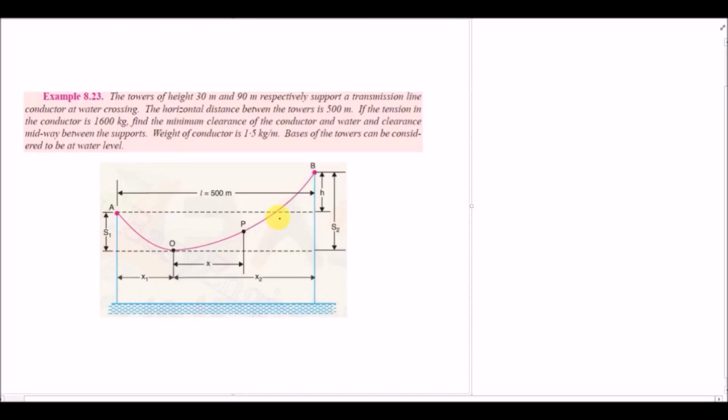In the last example we are going to solve the transmission line which is supported by two towers which have unequal heights. In this particular example we have two towers. The first one has a height of 30 meter and the second one is 90 meter.